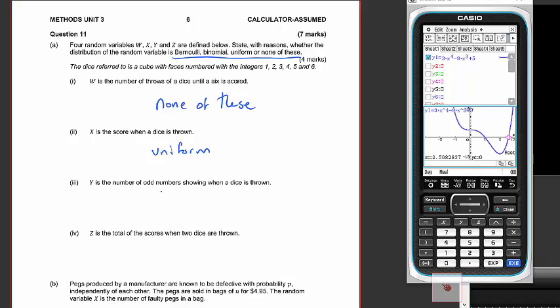Y is the number of odd numbers showing when a dice is thrown. So that's Bernoulli. So how many odd numbers can show when you roll the dice? You can either have 1 because it's landed on a 1, 3 or 5, or none because it's landed on a 2, a 4 or a 6. So therefore it's Bernoulli because you've only got the two outcomes, and one's a 0, one's a 1.